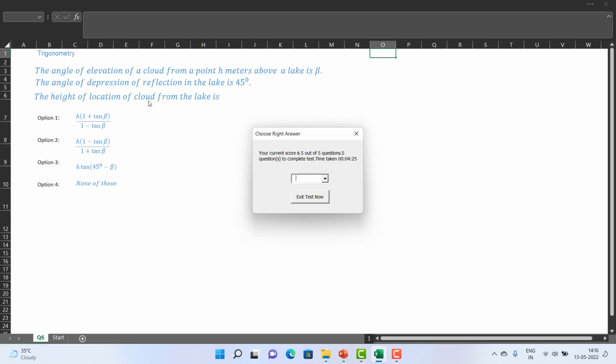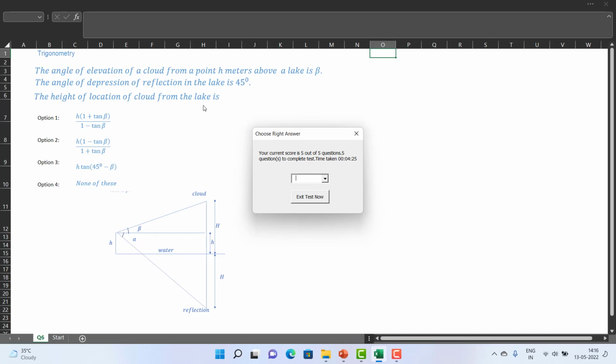The height of the location of the cloud from the lake is, so what we'll have to do is draw the figure and let the cloud be at a height capital H meter above the sea level and the reflection will be at a depth capital H meter below the sea level. Let the point of observation be small h meter above the sea level as given. Let beta be the elevation of cloud and alpha be the depression of the reflection. Let x be the distance, that is horizontal distance AB.